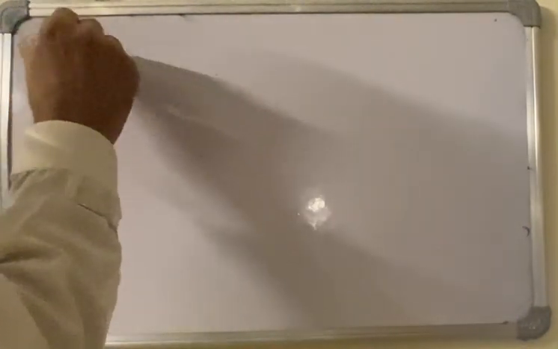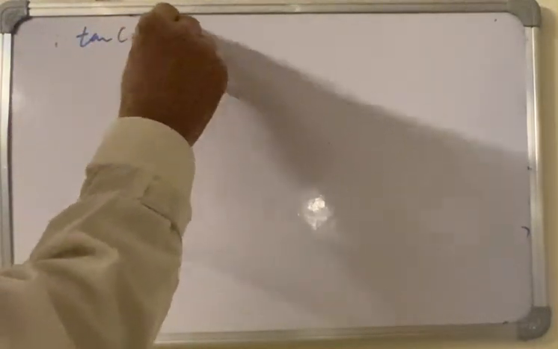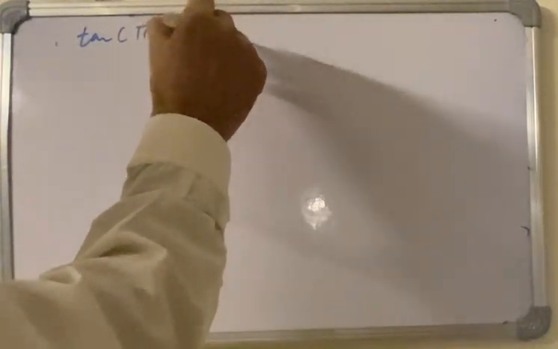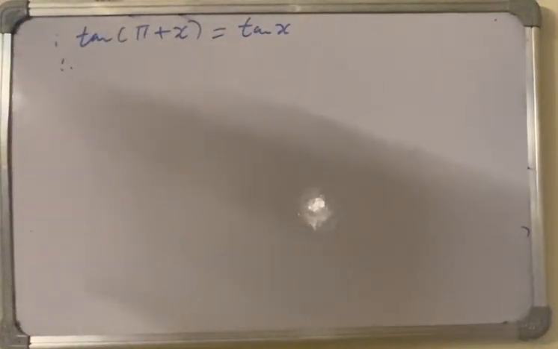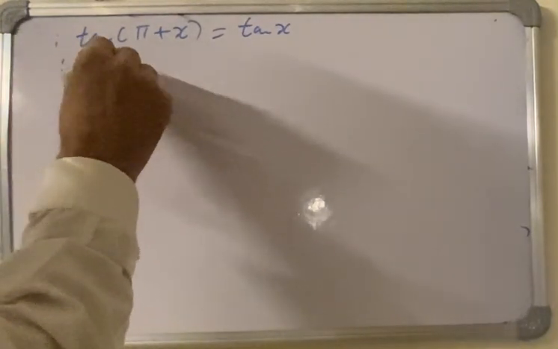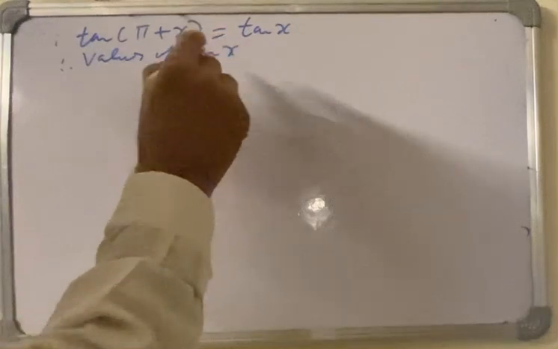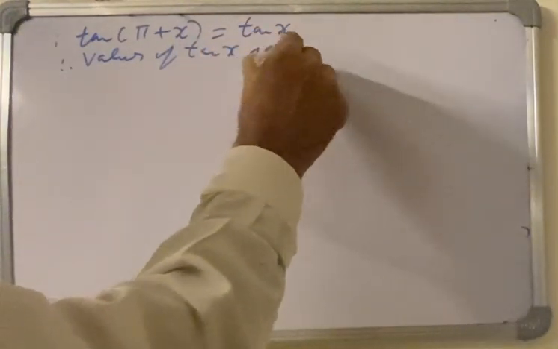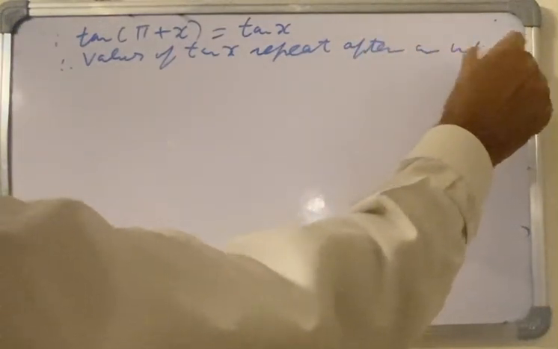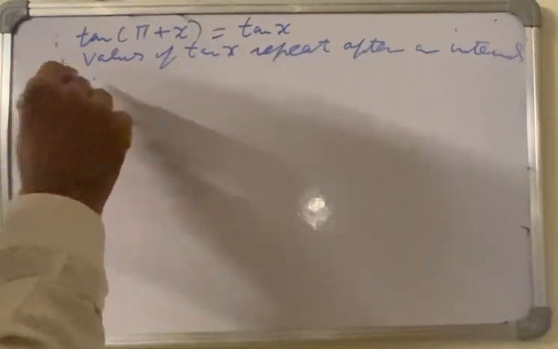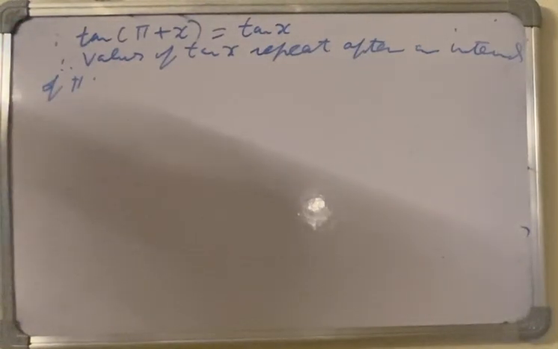Since tan of pi plus x is equal to tan x, therefore the values of tan x repeat after an interval of pi. Then we draw its graph.